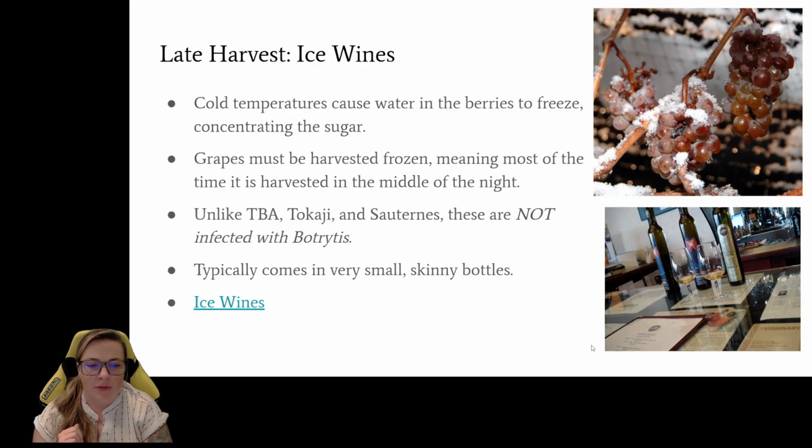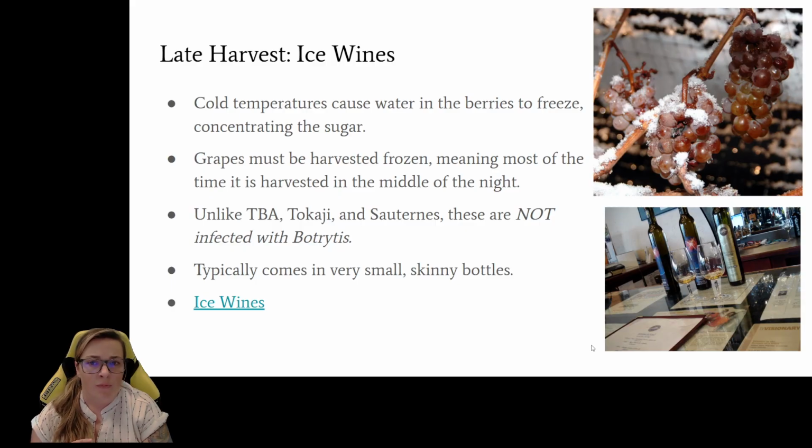So for example, if you ever left a carton of non-fat milk in a freezer, there's so much water in non-fat milk that it'll actually form a huge brick of ice in the gallon, and then you'd be left with the matrix of like everything that's left outside of that, right? So similar process, right? So to do this correctly, you have to harvest the grapes frozen, which means you have to harvest it in the middle of the night.